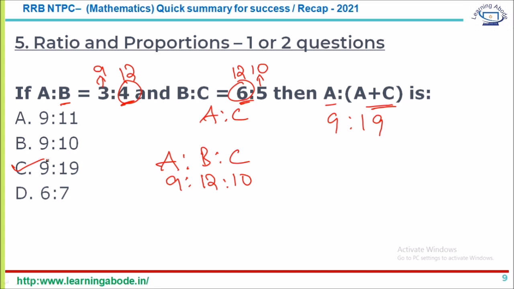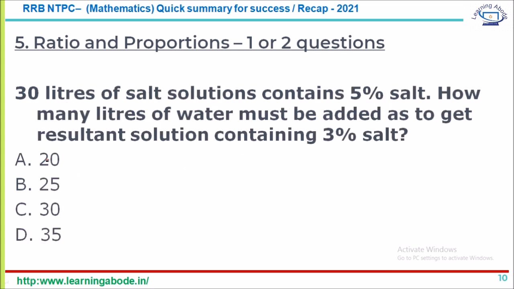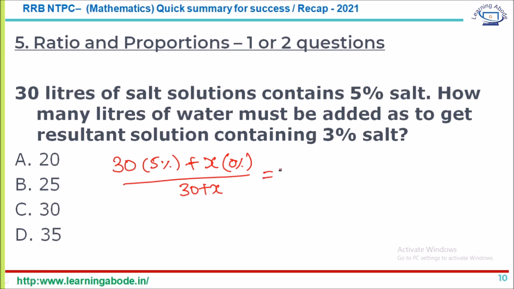Now the next question, I've got one more question here, which is actually a weighted average question, or in other words a mixtures and solutions question. It says 30 liters of salt solution contains 5% salt. How many liters of water must be added to get a resultant solution containing 3% salt? So either you can go for the formula. Okay, so that is 30 liters at 5%, and then you're adding x liters, which is only water, meaning it is 0%, and the whole divided by 30 plus x.